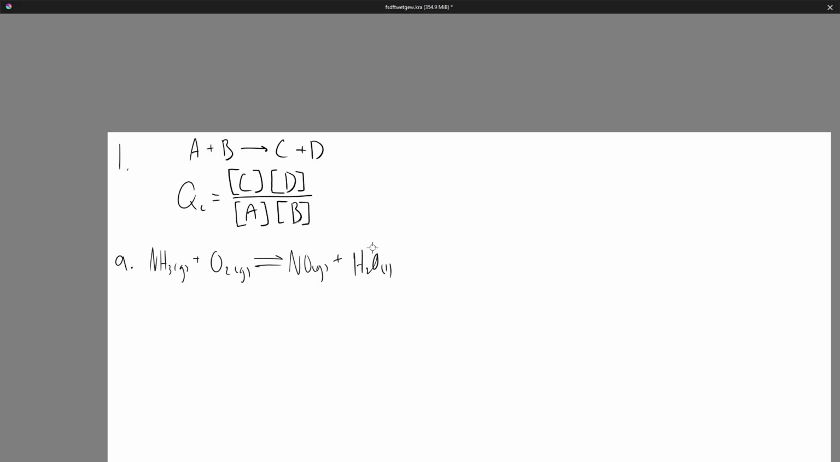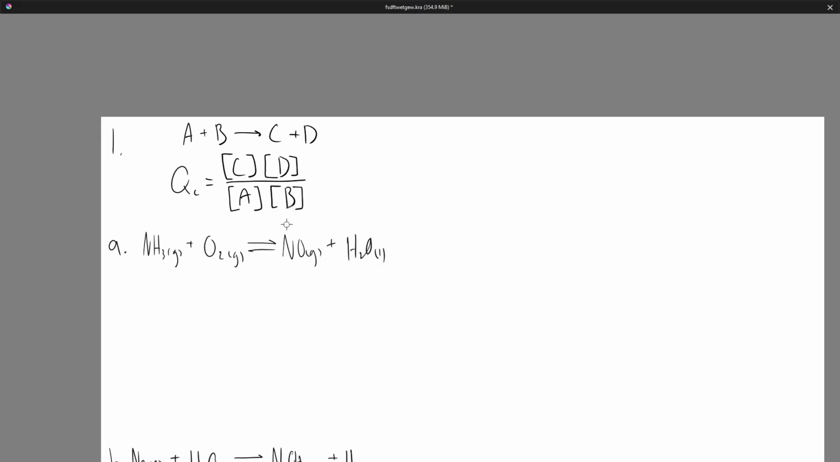The reaction quotient is just the concentration of each product over the concentration of each reactant. So it looks something like this. It's the quotient of the two products on the numerator divided by the quotient of the two reactants on the denominator. And it's all concentrations, which is what the brackets mean right here.